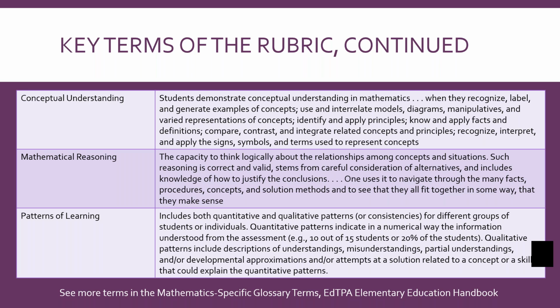Patterns of learning. Quantitative and qualitative patterns for different groups of students or individuals. Quantitative patterns include a numerical way for information to be understood: 10 out of 15 students got this correct. Qualitative patterns include descriptions of understandings, misunderstandings, partial understandings, and/or developmental approximations.